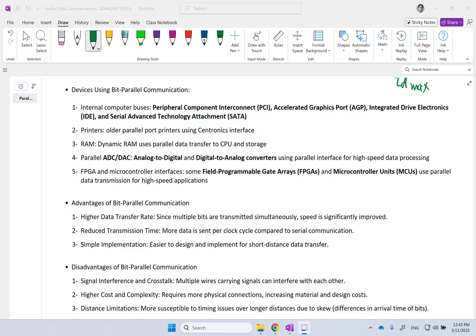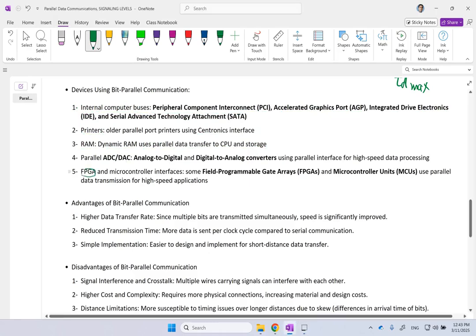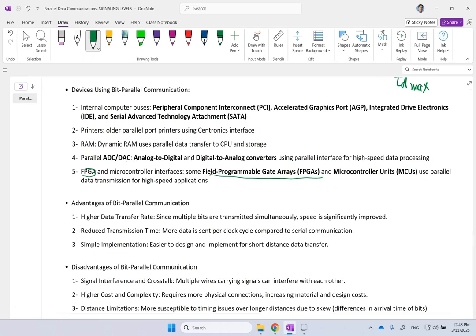And finally, for microcontroller interfaces and also FPGAs, field programmable gate arrays. And these are special integrated circuits that are used a lot in machine learning and deep learning for their fast processing powers. And then any microcontroller unit or MCUs, they also use parallel communication for the speed of it.